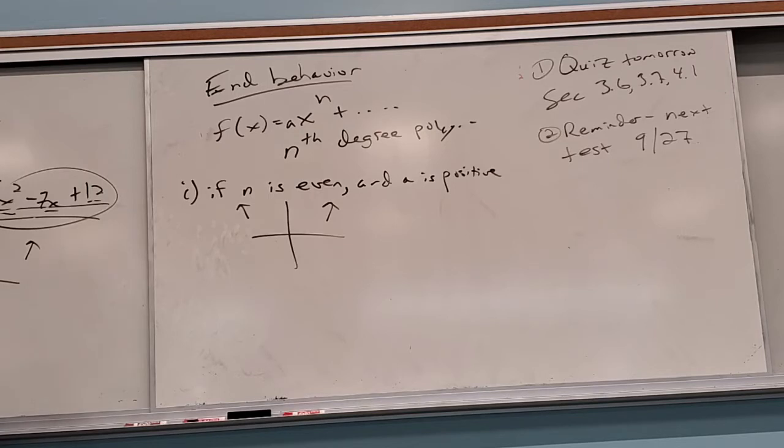And again, why does that make sense? Because if it's an even power, positive numbers I put in become positive. Negative numbers I put in become positive. So of course it's going to go up in both directions.